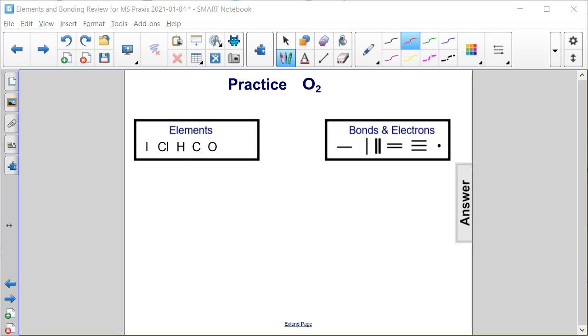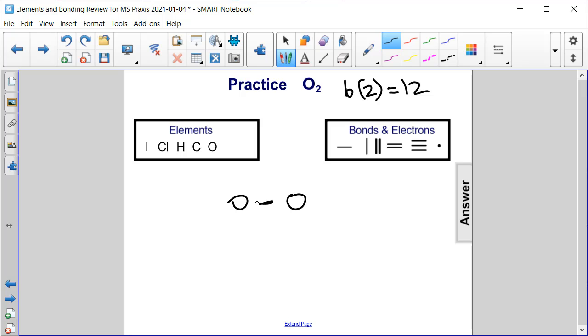Okay, let's continue our practice of drawing Lewis structures with multiple bonds using oxygen, O2. So oxygen has 6 valence electrons, and there are 2 oxygen atoms for a total of 12 electrons in this Lewis structure. There's no central atom here. There's just 2 oxygen atoms connected to one another, like this. That single bond there is 2 electrons used, which I'm going to go below the box here, leaves us with 10 electrons remaining to draw.